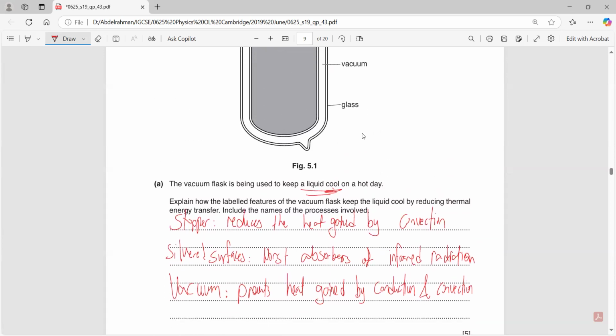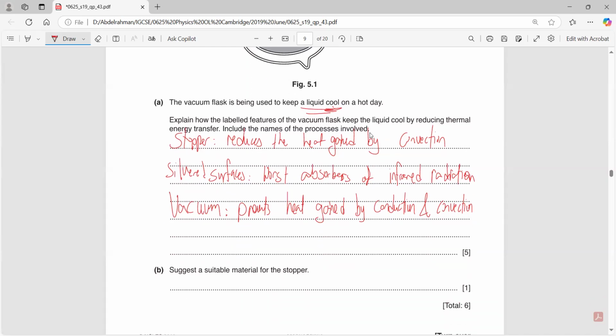Last but not least, the glass. What does the glass do? Well, the glass is a poor conductor of heat. So it reduces the heat gained. Heat gained by what? By conduction. 5 very well deserved marks.